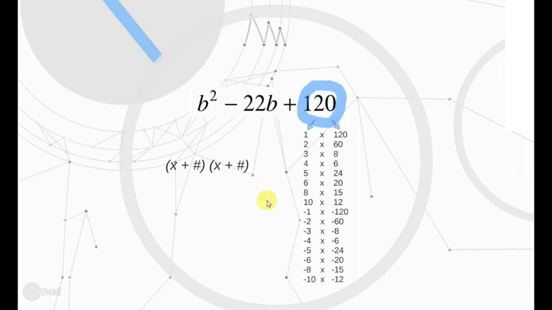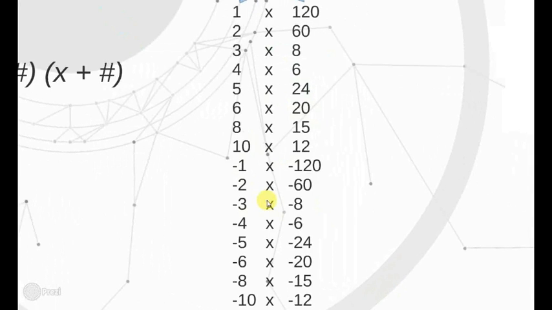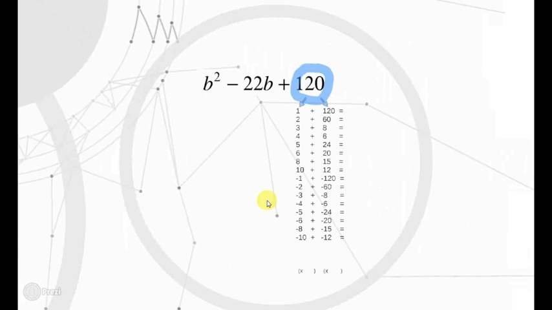There are a bunch of them there. Then I'm going to rewrite the factors with a plus sign in between them. I add them together, and once again, I try and match my middle term, negative 22, with a negative 22 down here. So it's the very last row of factors here. So my answer is going to be the two factors that add together to be negative 22.